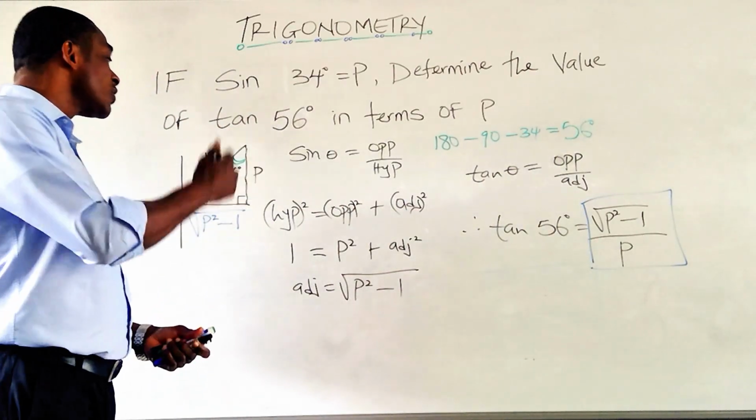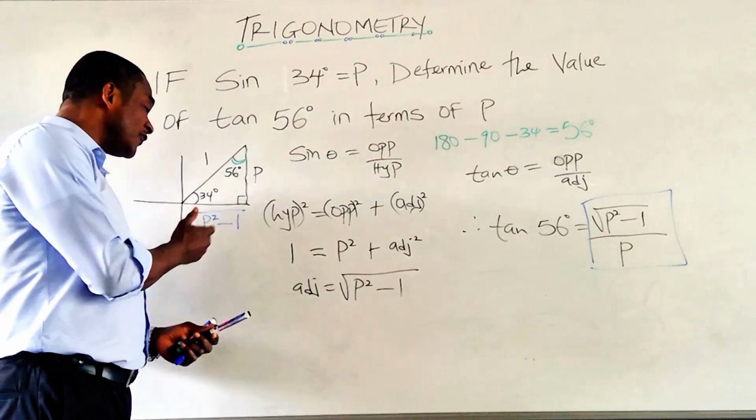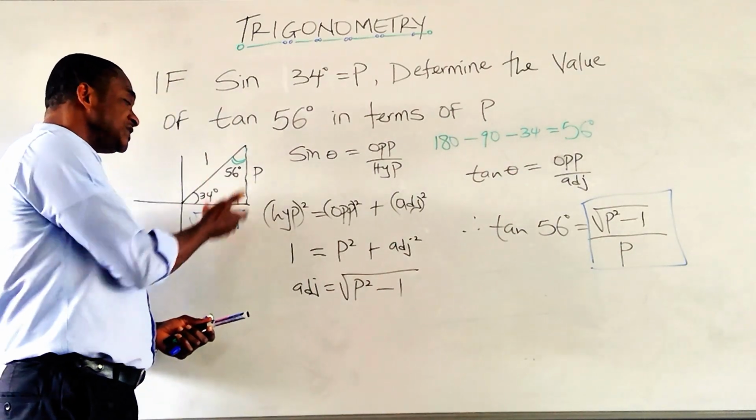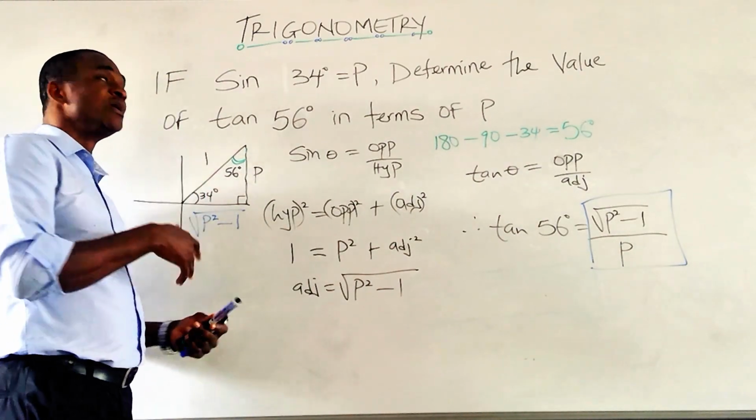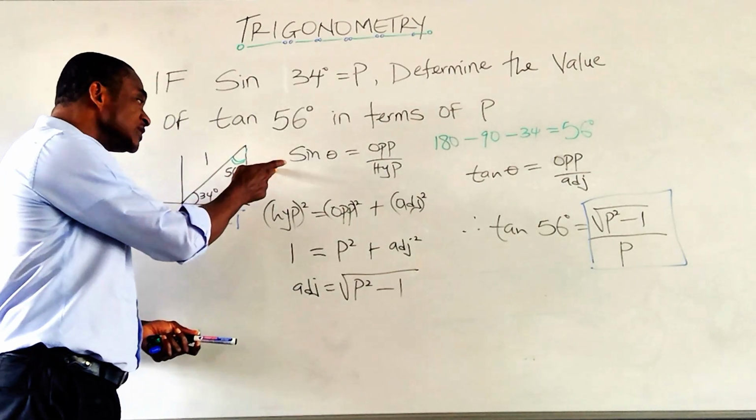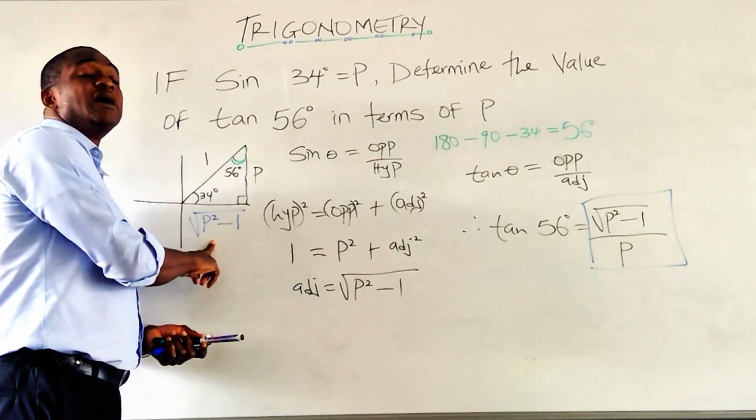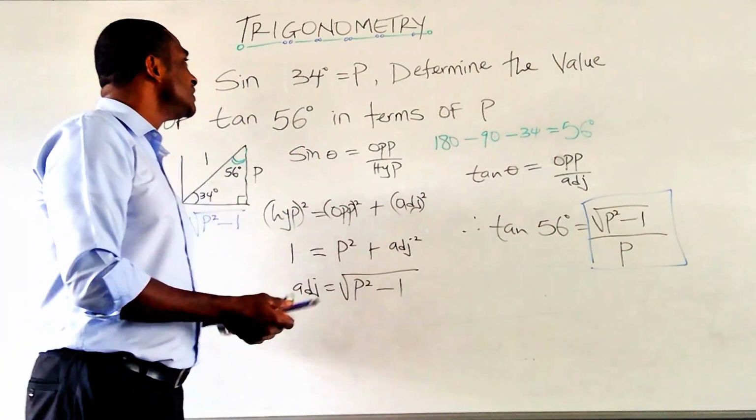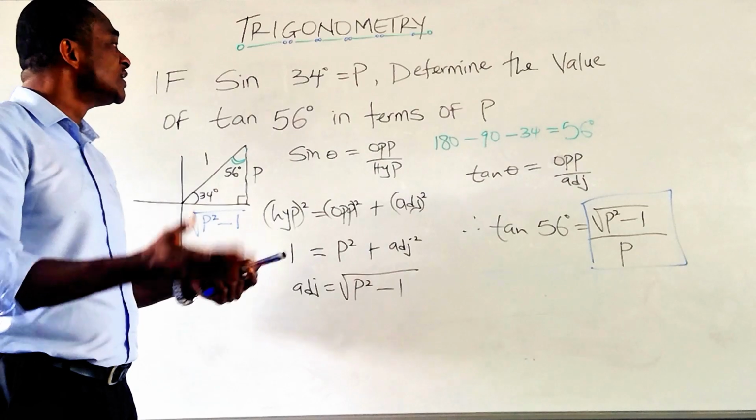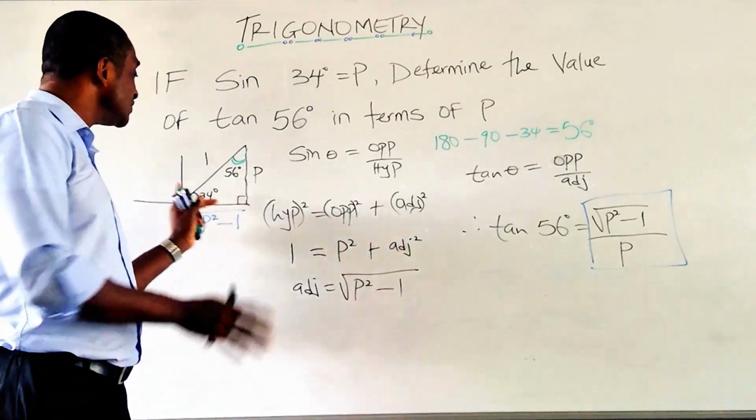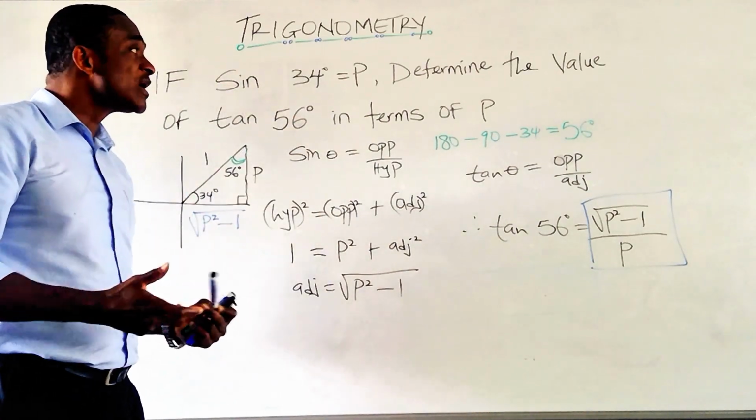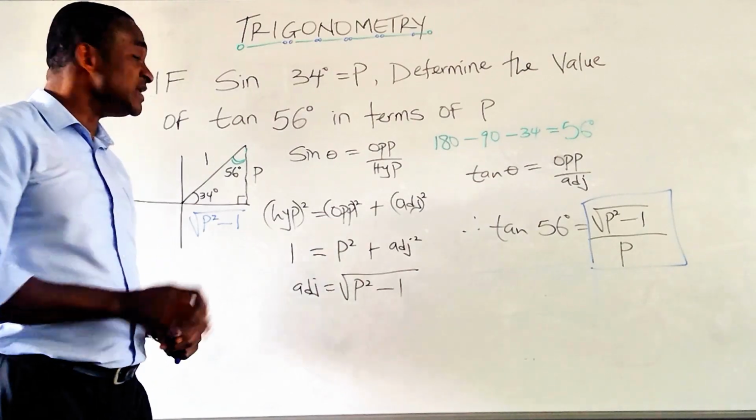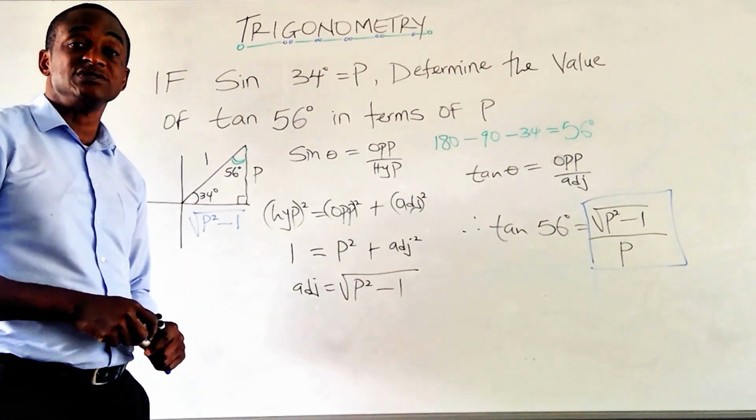Whatever they have, if they want cos of 34, we go for cos of 34 is adjacent over hypotenuse. Tan of 34 is opposite, which is p, over adjacent. It goes that way. Remember, it must be something that balances. If they give you 34 and 56, both of them must sum up to 90 degrees, so you can work around here. No calculator is needed for this, but a sketch is always very important.